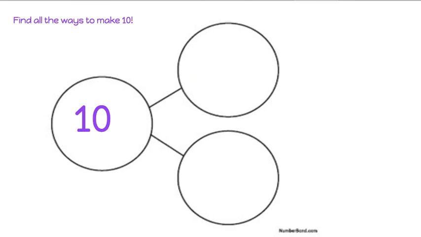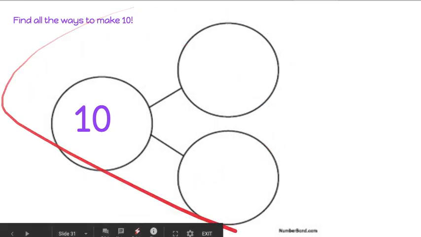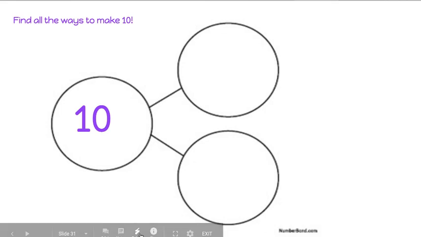All right, friends, so your job is to find all the ways to make 10. What you can do is write addition sentences. I'll give you one. 0 plus 10 is 10. But there are a lot of other ways. I really, really like this. There are a lot of other ways to make 10. So make number bonds. Use manipulatives. Use your little toys. Use pictures. Use what you have to make the number bonds.